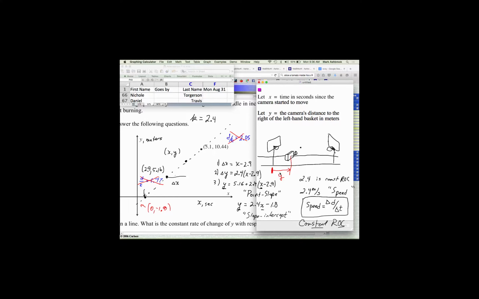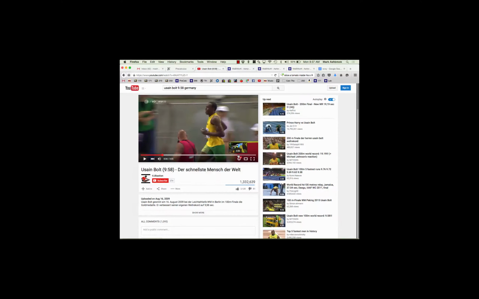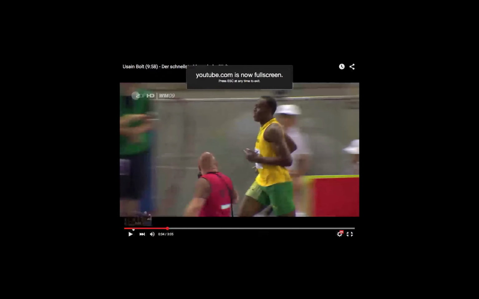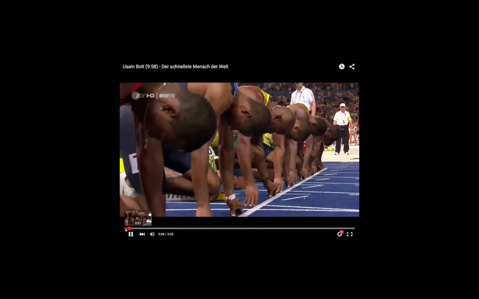Okay, so we're talking about speed, which is change in distance over change in time.